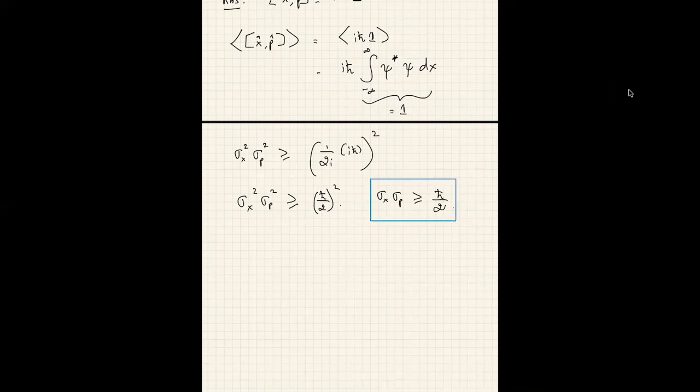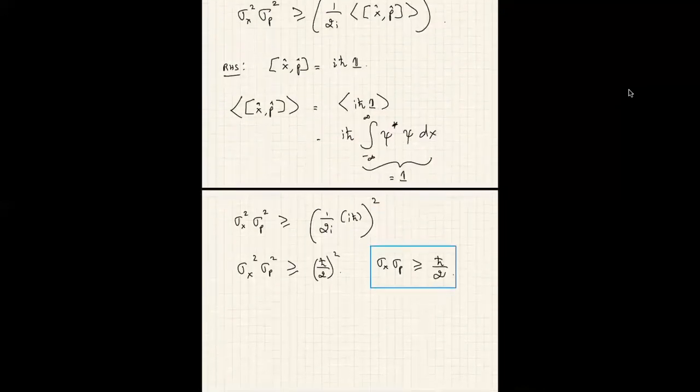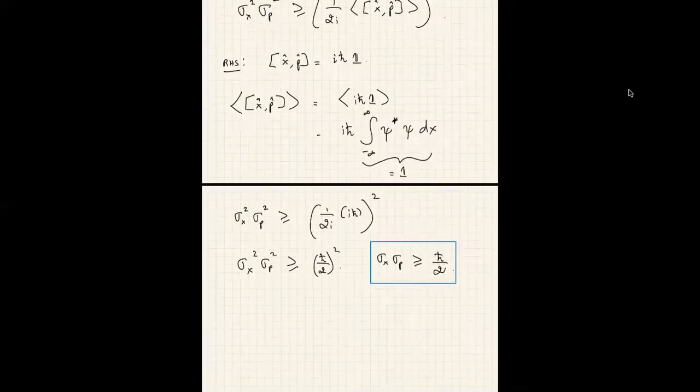But this statement is true for any set of two operators that do not commute. The answer for sigma a times sigma b would be different depending on what the answer to the commutator is. But for x and p operators, it turns out that sigma x times sigma p is greater than or equal to h bar over 2.